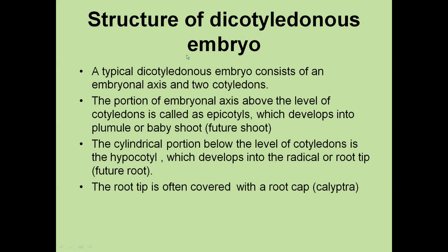So, how does the dicotyledonous embryo look? It usually has an embryonal axis along with two cotyledons. The portion of the embryonal axis above the level of the cotyledons is referred to as the epicotyl, which is going to form the shoot system later on. The cylindrical portion below the level of the cotyledons is referred to as the hypocotyl, which is going to form the root system. Sometimes the root tip is covered with a root cap, which is referred to as calyptra.